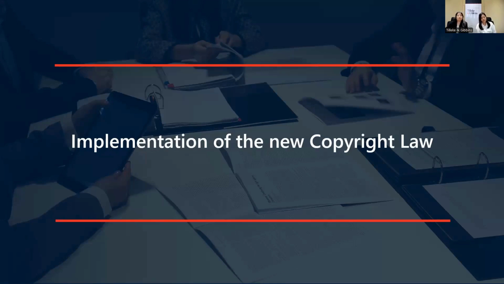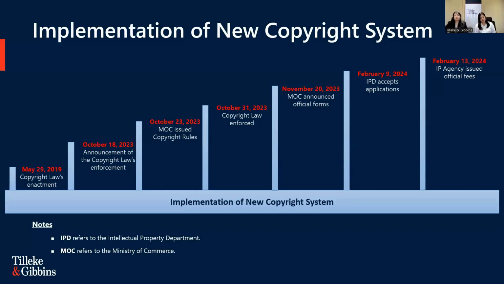Now we are going to continue presenting about the new implementation of the copyright law in Myanmar. This is to show the history of how the new copyright system has emerged in Myanmar. Firstly, the new copyright law was enacted in 2019. Then, in 2023, the relevant officials issued an announcement of the enforcement of the copyright law and copyright rules. In 2023, the new copyright law entered into force. On February 9, 2024, the Myanmar Intellectual Property Department accepted copyright applications.